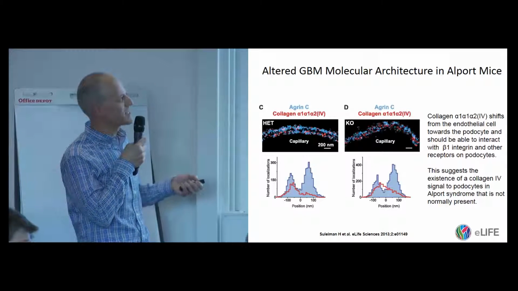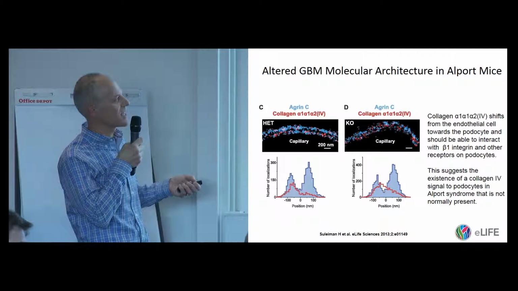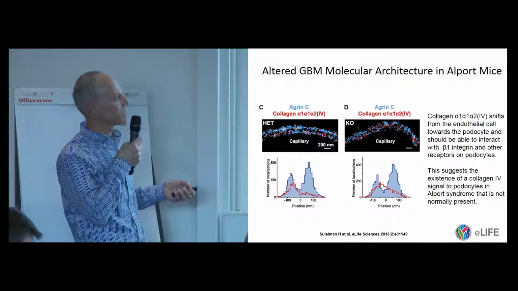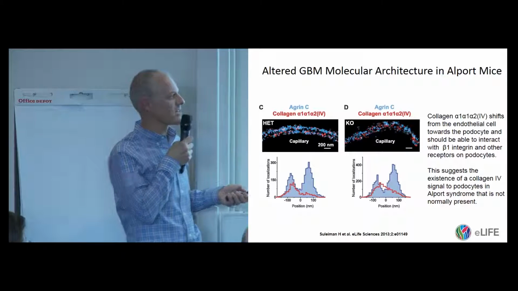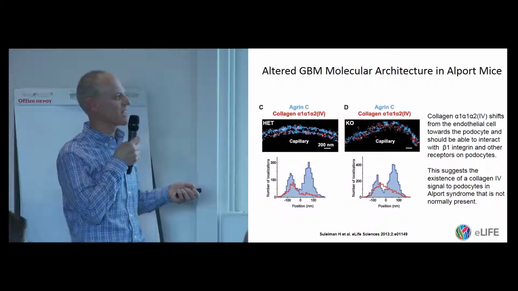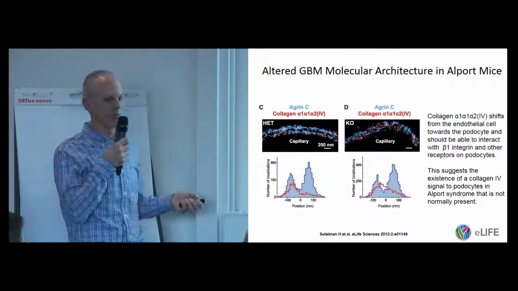And so it seems that this network shifts to the podocyte side and should be able to interact with the beta-1 integrin on podocytes. And so this suggests the existence of a collagen 4 signal to podocytes in Alport syndrome that is not normally present.